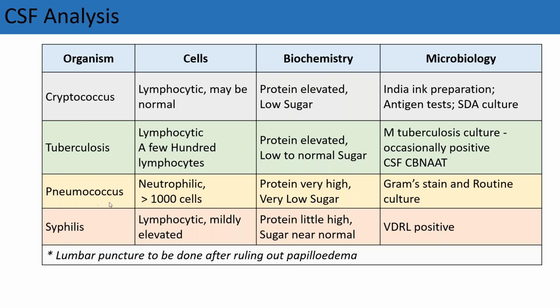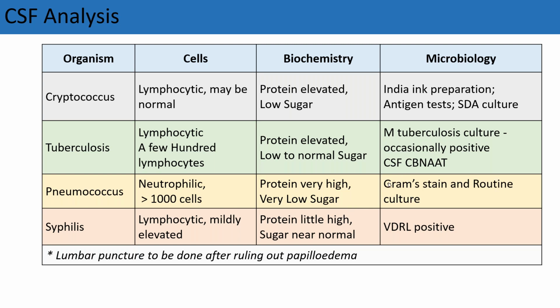If you're dealing with a bacterial infection, you are likely to get a neutrophilic response in the CSF. You will have hundreds to thousands of cells, all of which are neutrophilic. The protein is high and you have very low sugar, which is a hallmark of pyogenic meningitis.